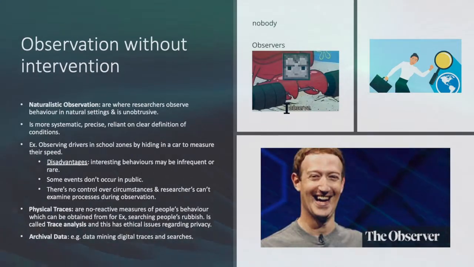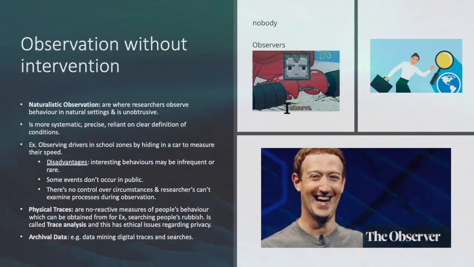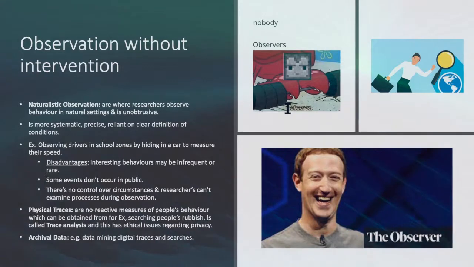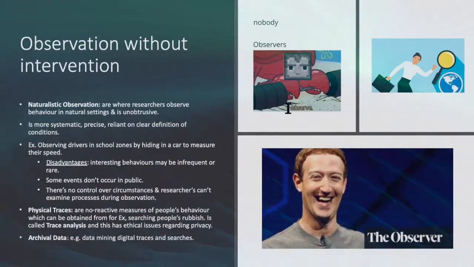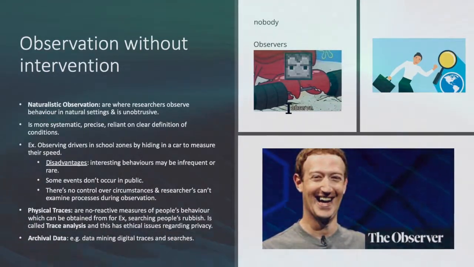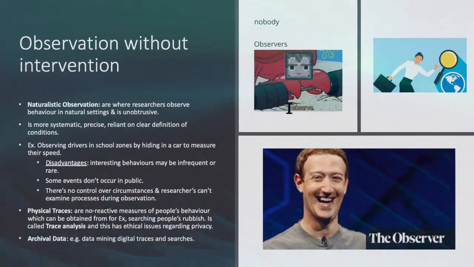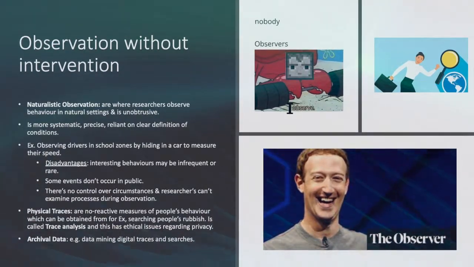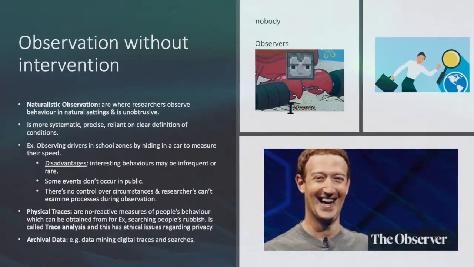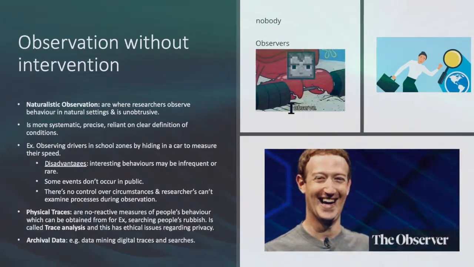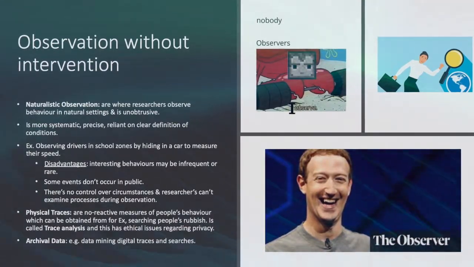The first kind of observation method is observation without intervention. This includes naturalistic observations, which are where researchers observe behavior in the natural setting and is unobtrusive. This is more systematic, precise, and reliant on clear definitions of conditions. For example, observing drivers in a school zone by hiding in a car to measure their speed.